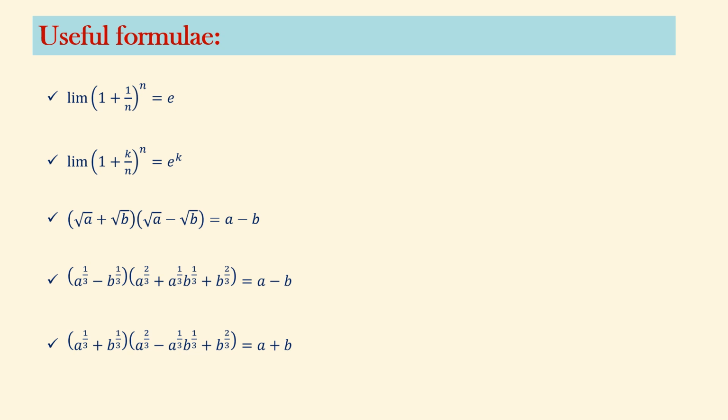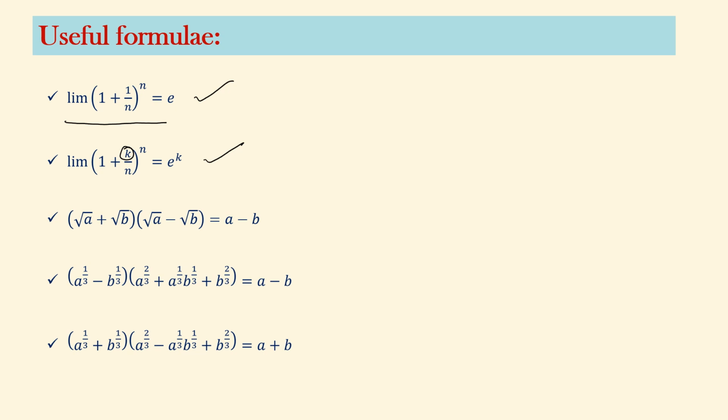So here I am giving some useful formulas that are used in solving the problems. We already know all of this. So limit of (1 plus 1 by n) whole power n is e. It is well known to you. And if limit of (1 plus k by n) whole power n is there, we take it as e power k. So whatever constant is there, we will write in the power of e.